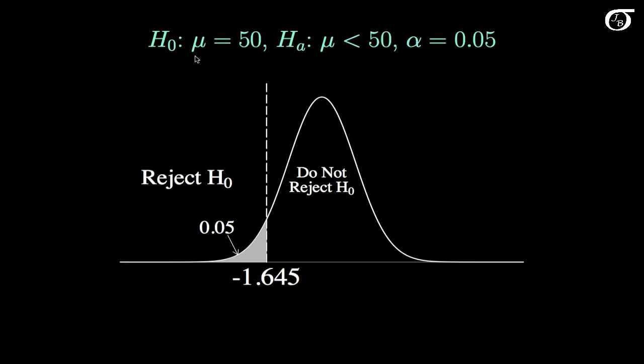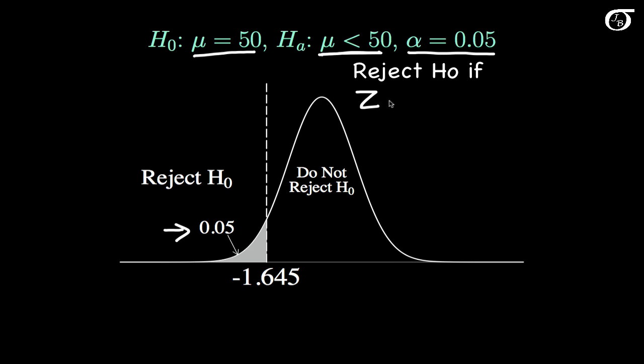Recall that we're testing the null hypothesis that mu is equal to 50 against the alternative hypothesis that mu is less than 50, and suppose we feel that a significance level of 0.05 is reasonable here. Since our alternative hypothesis is that mu is less than 50, we put our entire alpha level into this left tail of the distribution. And so we are going to be rejecting the null hypothesis if the value of the z statistic that we get is less than or equal to minus 1.645.